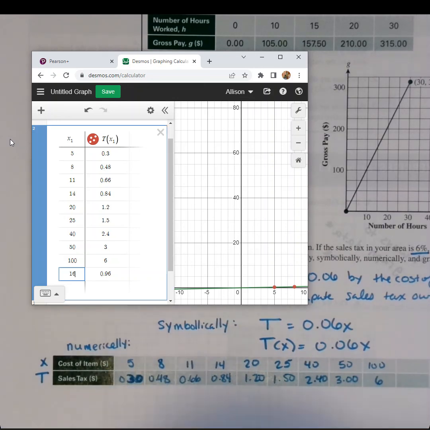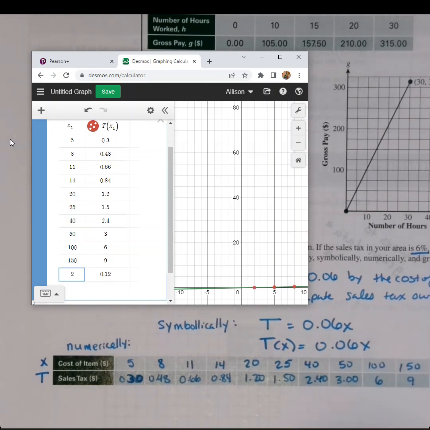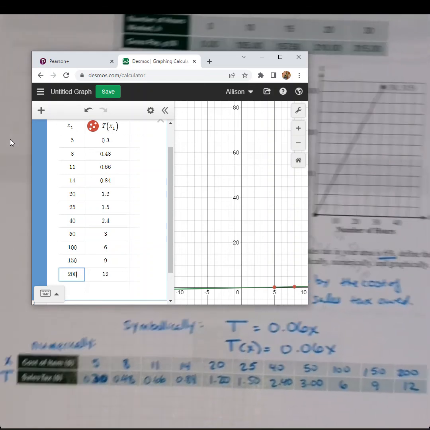What if it was $150? $9 in tax. And what if it was $200? Then it would be $12 in tax. Okay. You might not have gone so high. You don't have to count by any specific number. I just picked whatever I wanted for the input in order to compute the output.